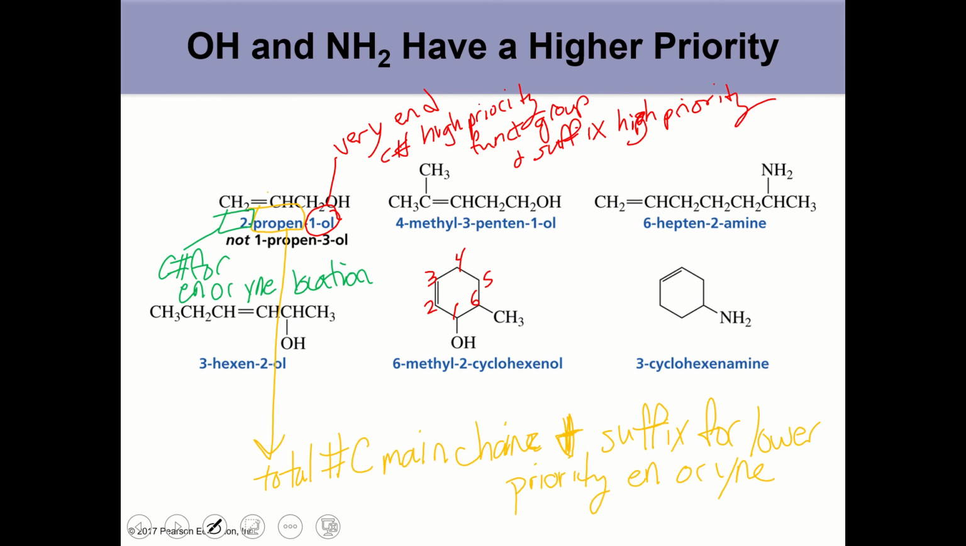We have the same basic rules for the 3-cyclohexenamine. It's understood that the amine is at carbon 1, so you can put a 1 there. If you number from there to give the double bond the lowest possible numbering, we're going to have to go counterclockwise, and that will give us the double bond at carbon 3. So we have 3-cyclohexene, a cyclic 6-membered ring with a double bond at carbon 3, and then amine, and it's understood that the amine is at carbon 1.